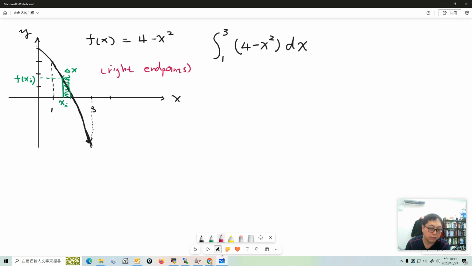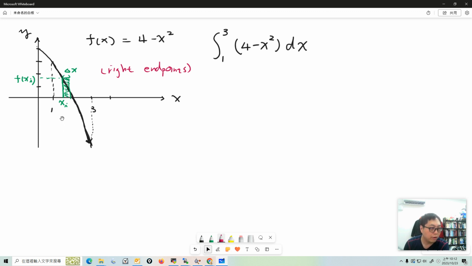So you might think, is that a left endpoints method? Yes, sure, there is also a left endpoints method. But eventually, no matter whether you use the right endpoint or the left endpoint, the answer is the same. So I will just demonstrate the right endpoints method.